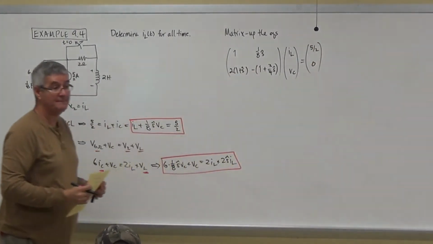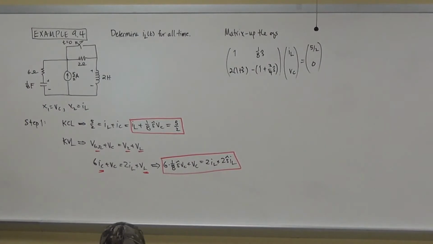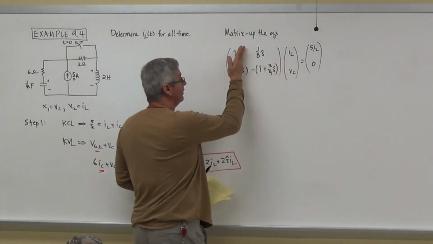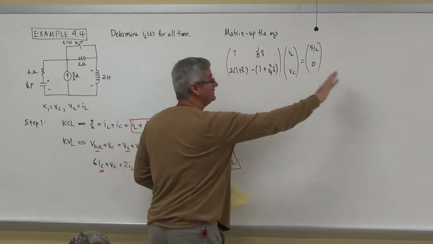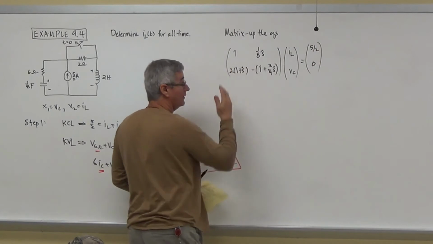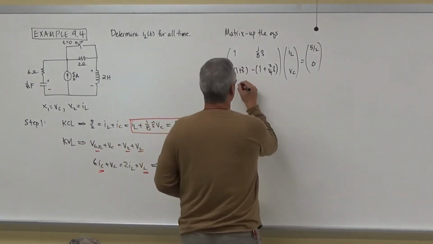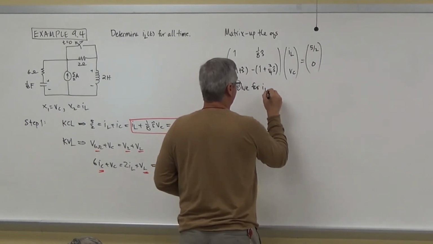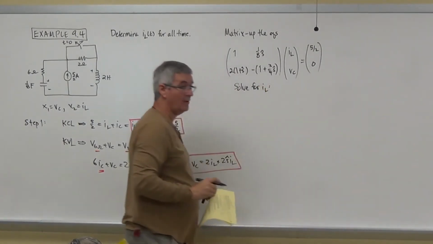Okay? Now that I have that, now I'm going to go in and take the matrix of this term here. I'm solving for IL, which is this column here, so that means on the right side of my equation I replace this guy with that guy right there. So now I'm going to solve for IL.